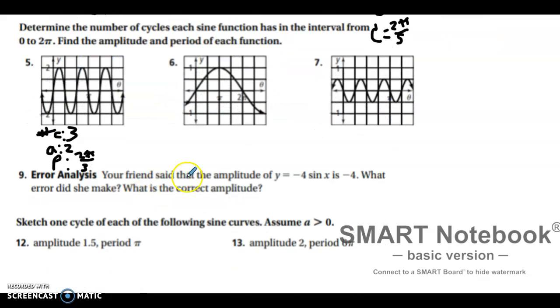Number 9, your friend said that the amplitude of y equals -4 sine of x is -4. What error did she make? Okay, so think about that for a minute. Is amplitude ever a negative number? And the answer is no, it's not. So it's always a positive number. So we take the absolute value of whatever the number is in front of the trig function. So it would be absolute value of -4 is equal to +4. That's the amplitude.